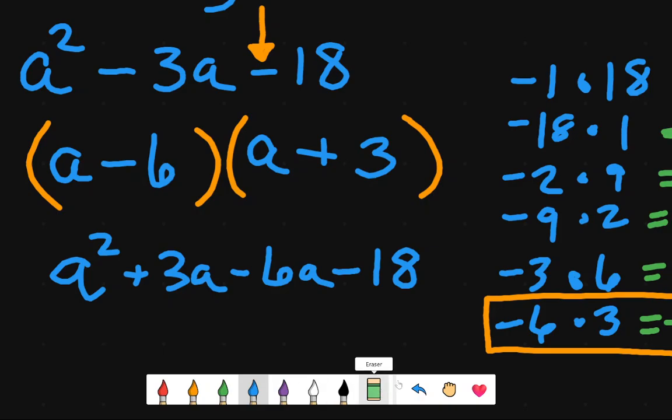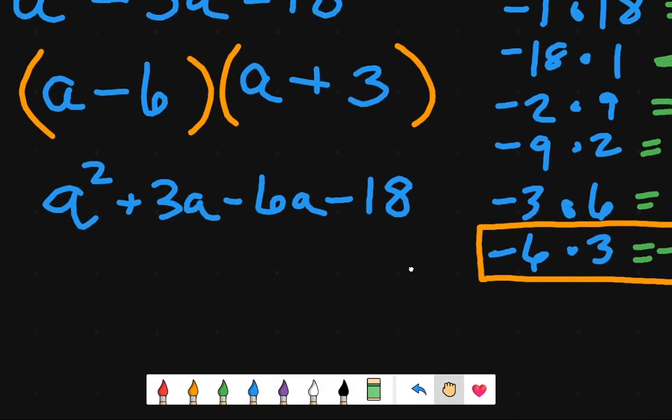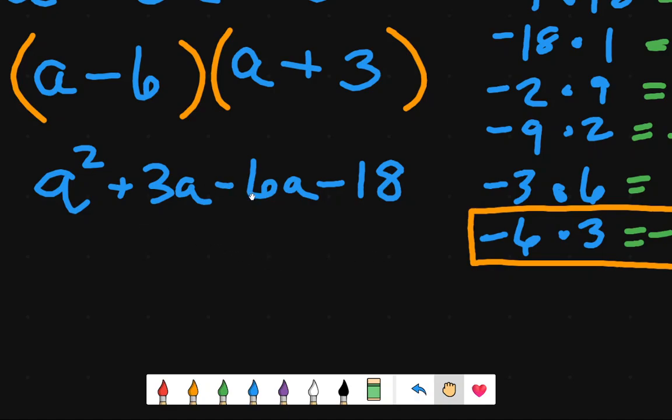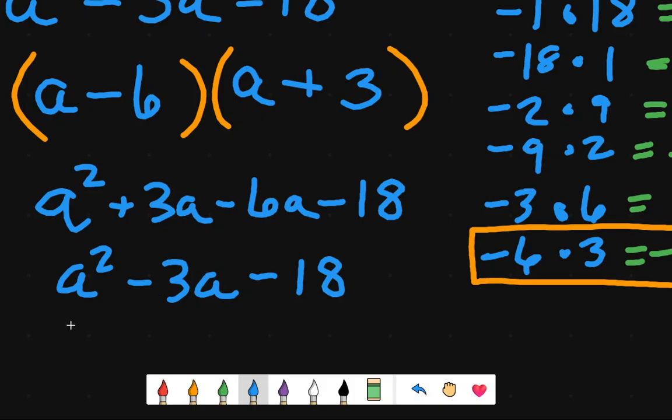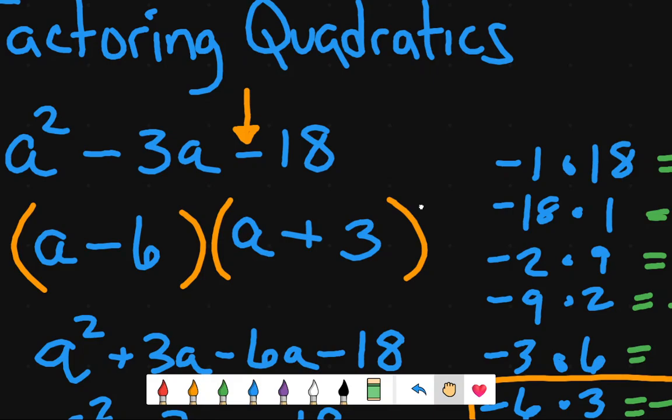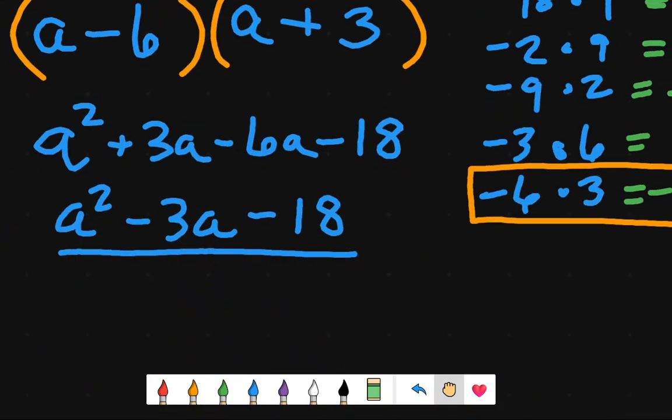Okay, let's combine the terms that are alike. We have positive 3a minus 6a. Let's just try to make the a the best a I can. Positive 3a minus 6a is actually a negative 3a. And then we have our minus 18, okay? So, if we look at this quadratic, does it match with the original? Yes, it does. a squared minus 3a minus 18, okay?